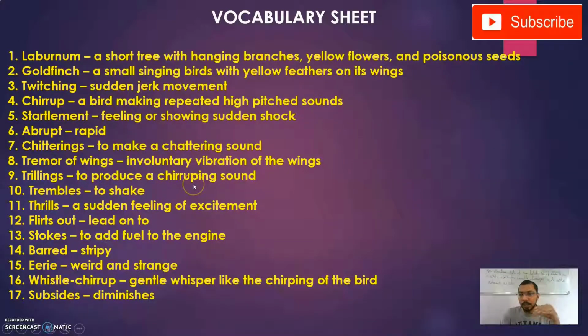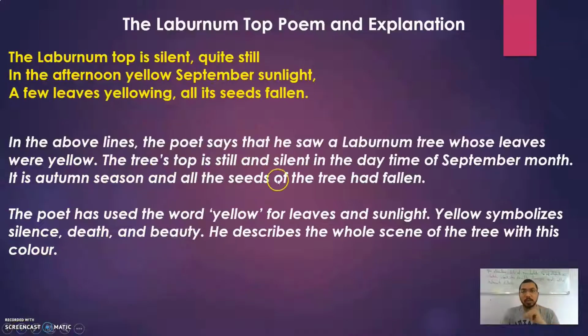Trillings, chirruping sounds, these are high pitched sounds. Trembles, shake. Thrills, sudden feeling of excitement. Flirts out, leads on to. Stokes, to add fuel to the engine. Barred, stripy, means stripes on the face of the bird here in this chapter. Array, weird or strange. Whistle, chirrup, gentle whisper like the chirruping of the bird. Subsides means diminish. So here now we come to the explanation part.